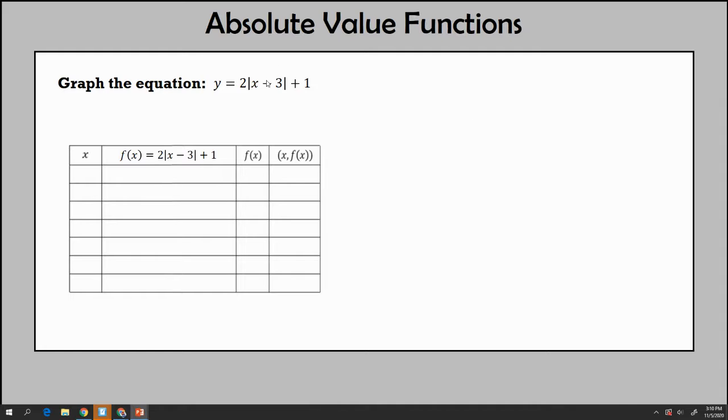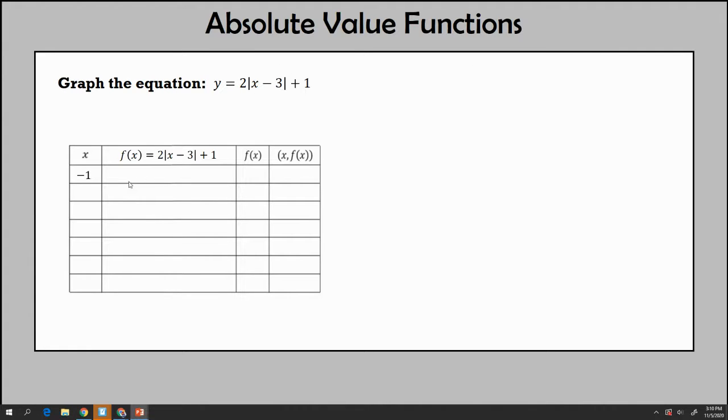Okay. So first of all, let's look at one that involves a little bit more than what we dealt with yesterday. So this equation, there's just more to it. We're going to take 2 and multiply it by the absolute value of x minus 3, and then add 1 to that result. So this is going to take a little bit more math. We want to get used to making these tables and carrying out a table that's going to justify our answer.